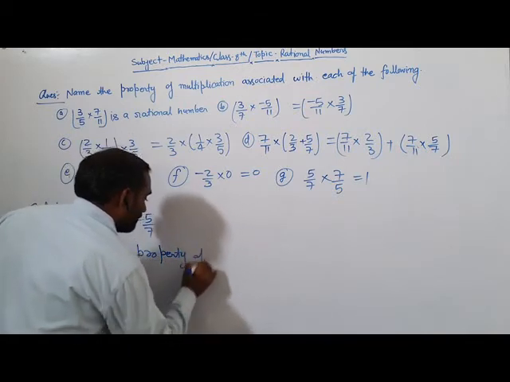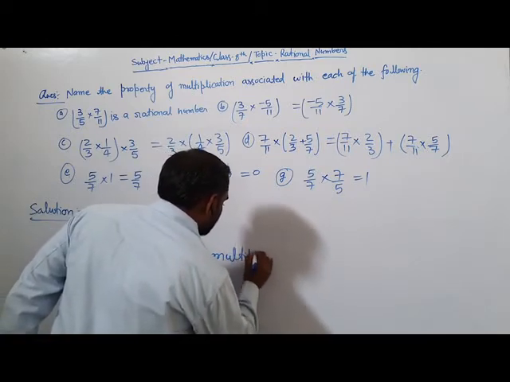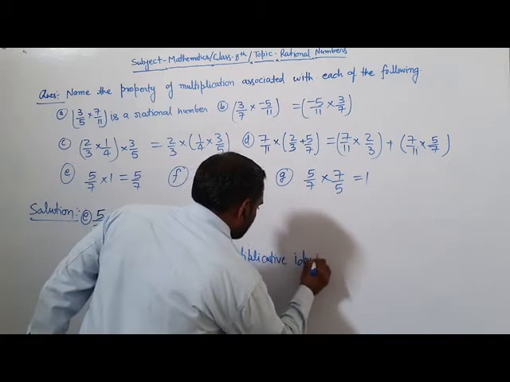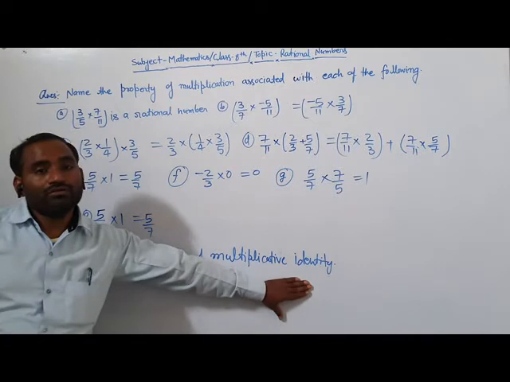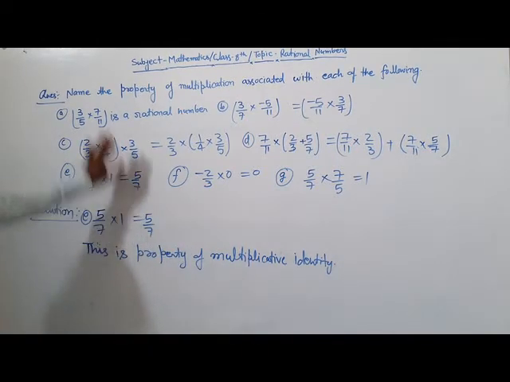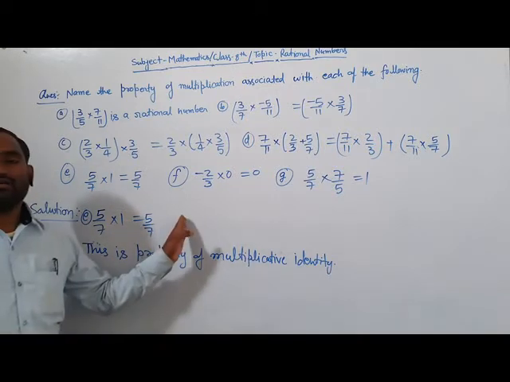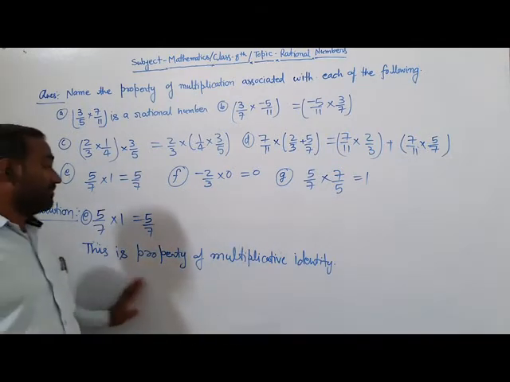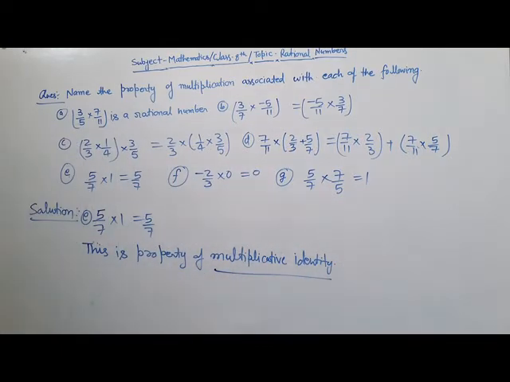This is the property of multiplicative identity. Multiplicative identity: if any rational number is multiplied by 1, the product is the rational number itself. That is called multiplicative identity.